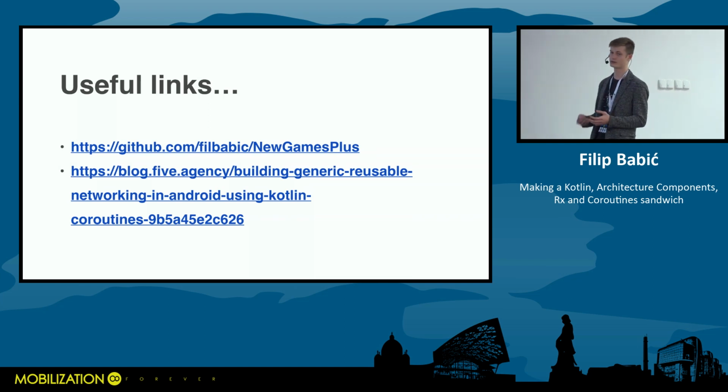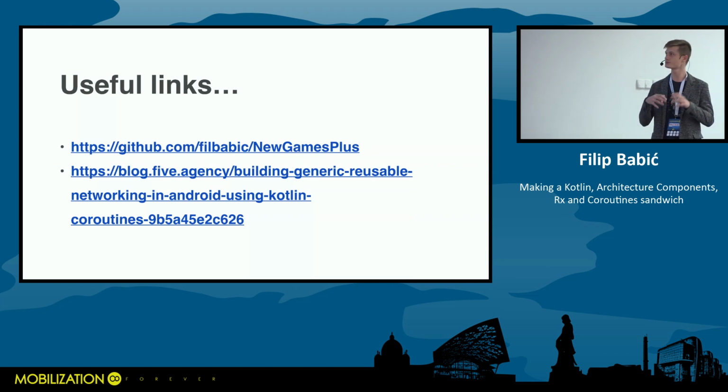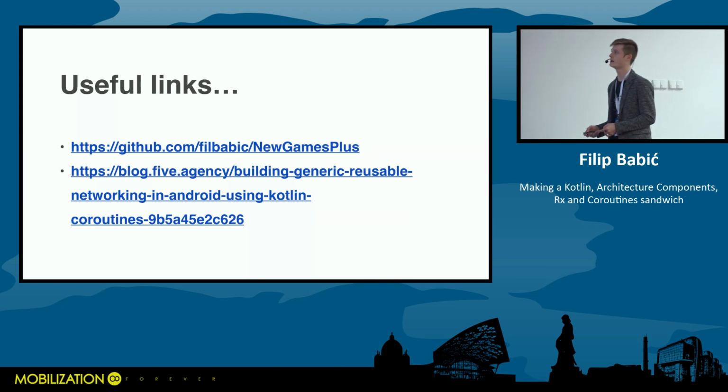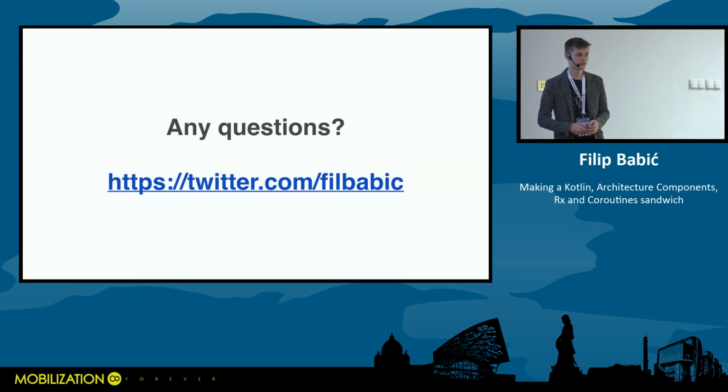For example, with Coin, I tried to tinker with it a bit, and then my colleagues from work and I took that project, and we tried to think of a better way to scope stuff. And you can also check out my article about building a generic networking layer in Android using Kotlin. Are there any questions?